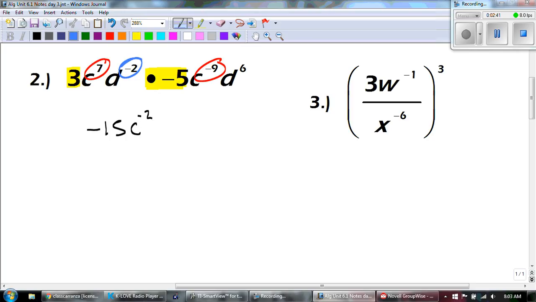And then I'm going to do the same thing with d. I'm going to combine them first. -2 plus 6 is 4. And then I can see if I have any negative exponents, because if your exponent's negative, you have to drop it like it's hot. So my final answer is -15 d to the 4th over c squared.